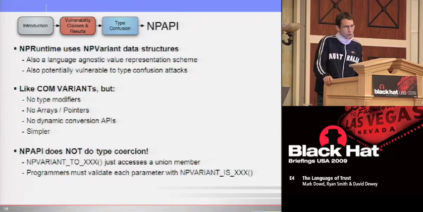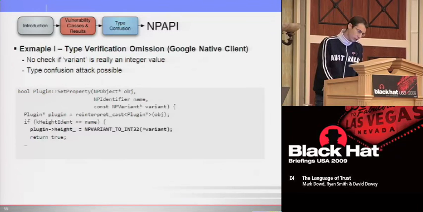So of course, if you've got a whole bunch of properties and methods, you have to go through and verify every single variant type before you access it. And of course, you forget it once and you've got a type confusion vulnerability, which is either going to do some sort of information disclosure or result in memory corruption. So the type verification omission is basically an easy mistake to make.